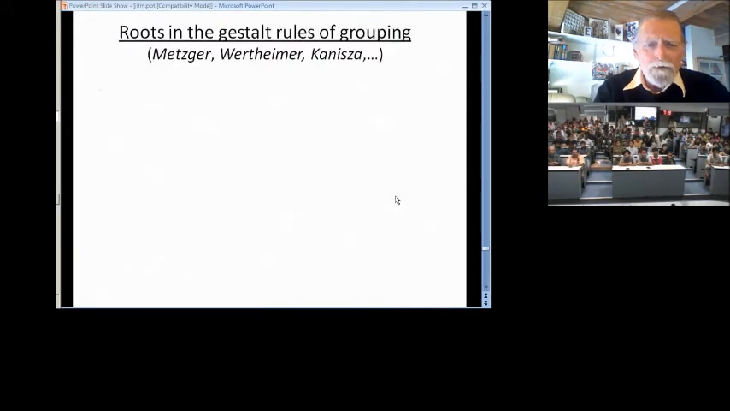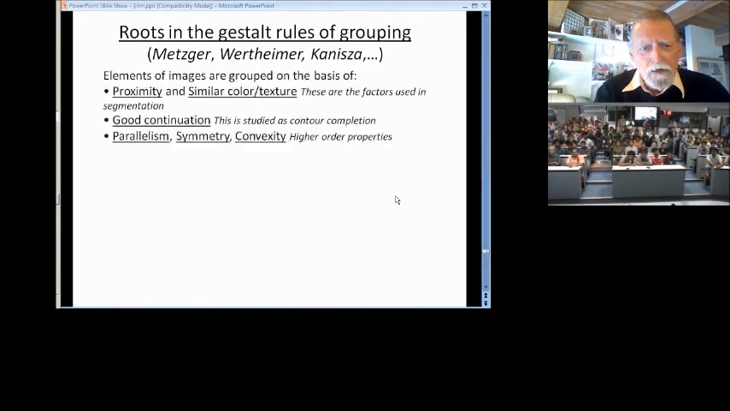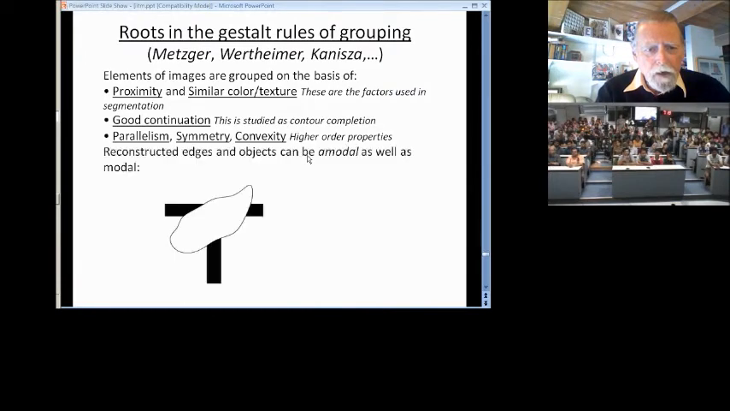So now the roots of these grammars in vision really go back to these grouping laws, for instance, occlusion that we saw. But there was the Gestalt group of psychologists who did this, and they clustered things in an image based on, obviously, proximity. That's what we were using before, similar color and texture. These are what we used before in our models. But also good continuation, as in contour completion, parallelism, symmetry, convexity, higher order properties.